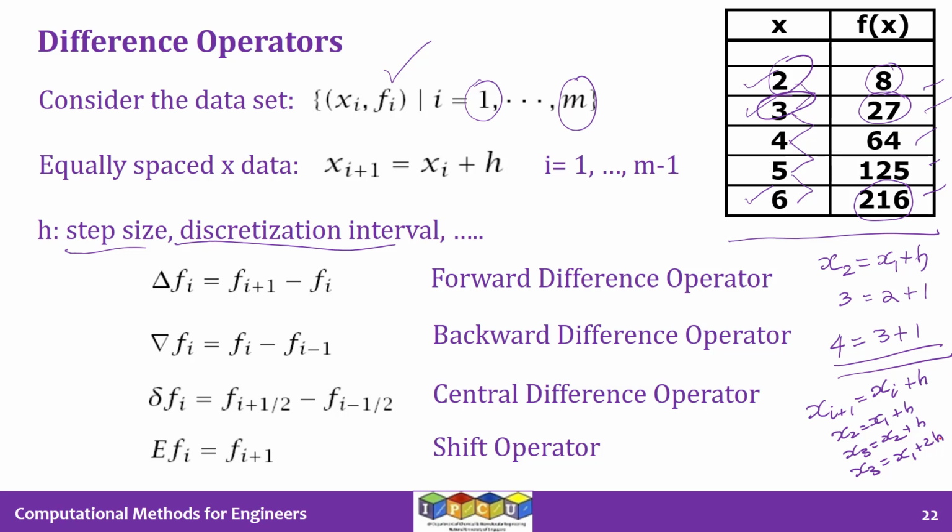That's the idea. So I can also write x(i+1) is going to be equal to x1, the base point, plus i minus 1 times h. So these are equally valid expressions.